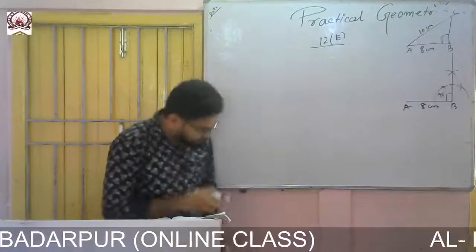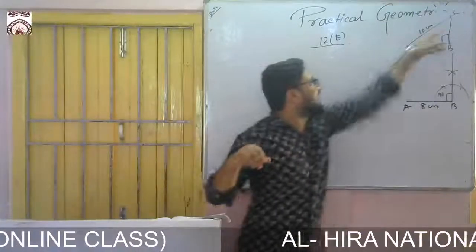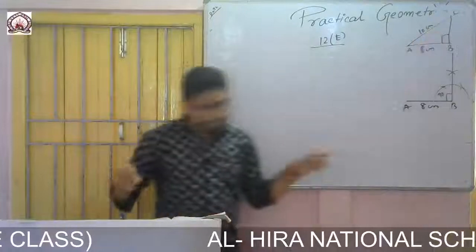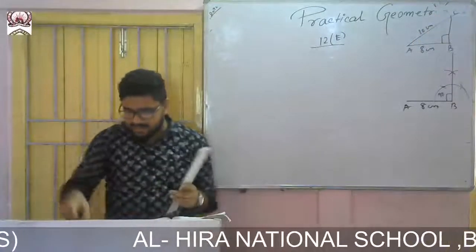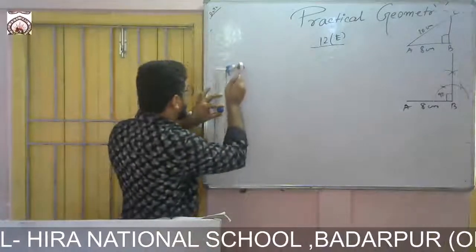Now I need to take AC. AC is how much? 10 centimeter. So take AC 10 centimeter. That means you just take AC 10 centimeter from the scale.